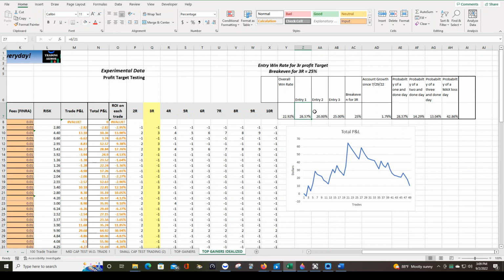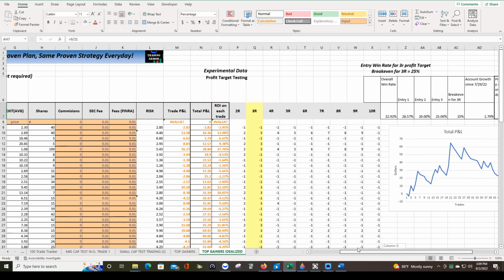And entry number 1, it has a very nice profitability. Entry number 2 is below profitable. Entry number 3 is break even. So we're seeing a little bit of a different outcome here on those entries, and that's pretty interesting. Here's our count growth, and the probability of 1-and-done day, 2-in-1 day, 3-in-1 day, and max loss day is still the highest probability occurring. So I think everything is going really well so far.